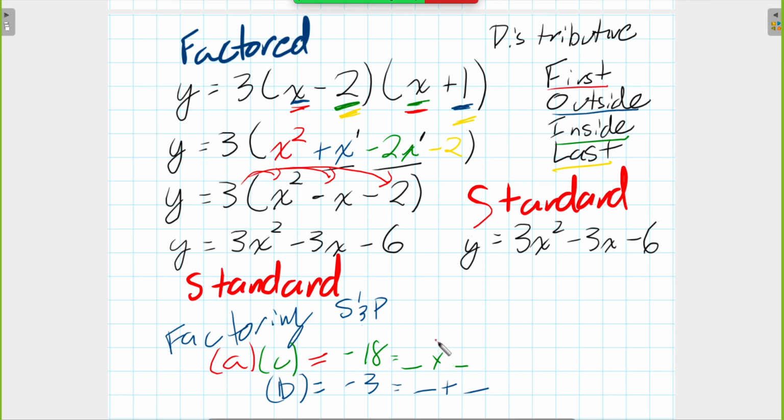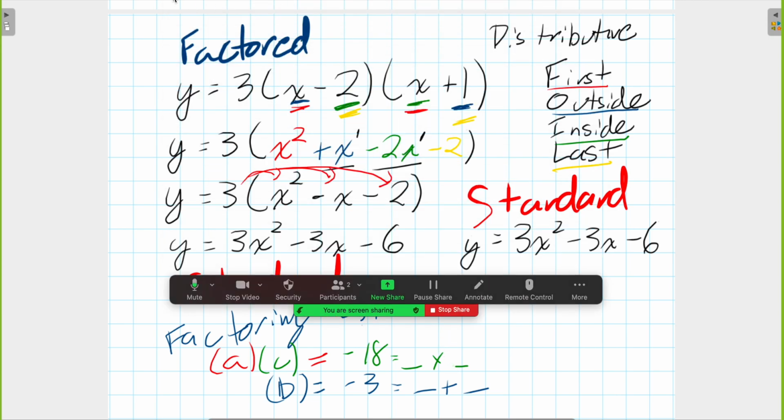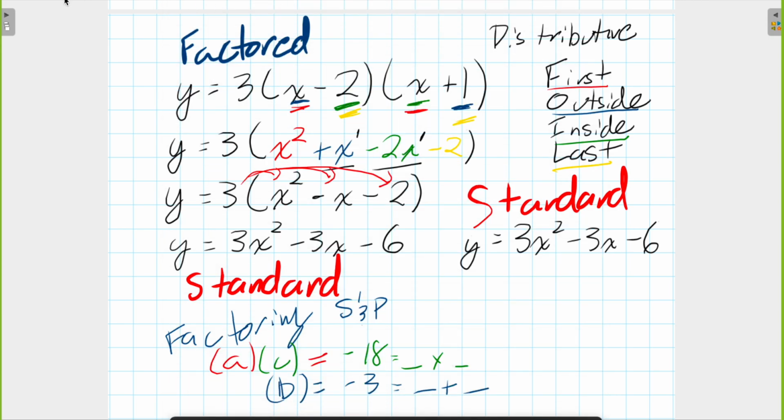So if we think about it, I can tell you two pretty quickly off the top of my head that I think are going to work. 6 and 3 have a difference of 3, so they'll probably work. One of these is going to have to be negative. If I made the 3 negative, then the sum would be +3, so I'm going to make the 6 negative.